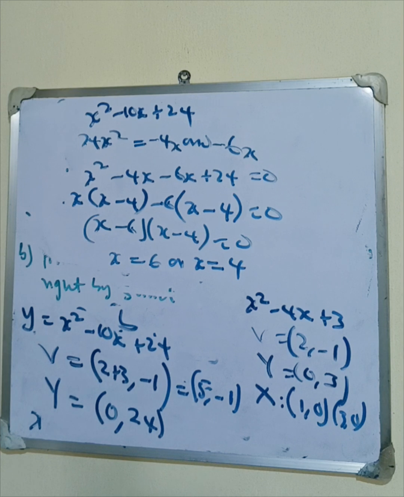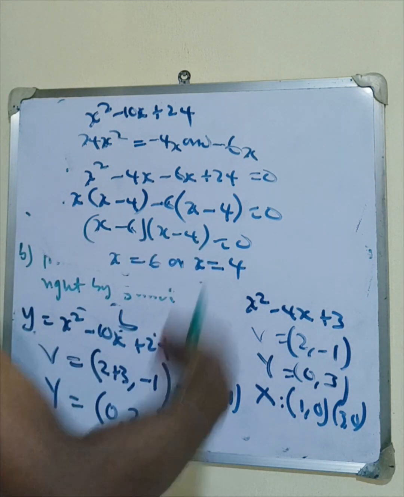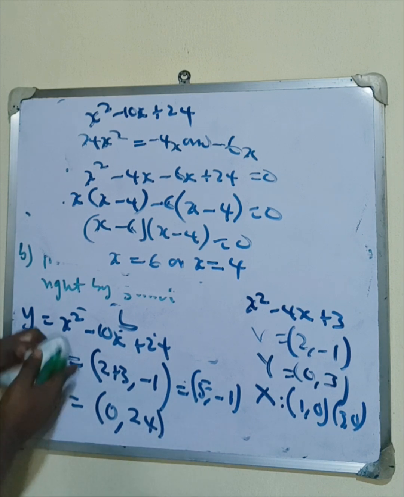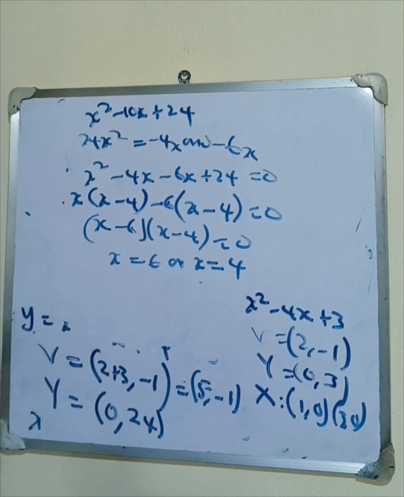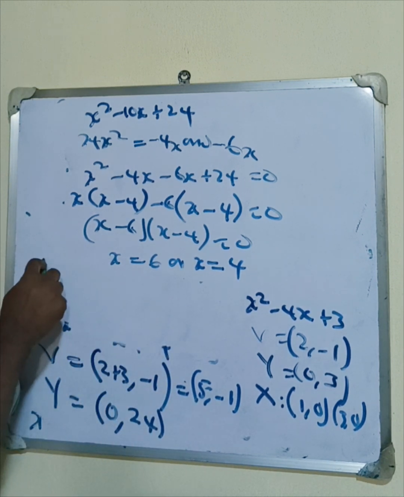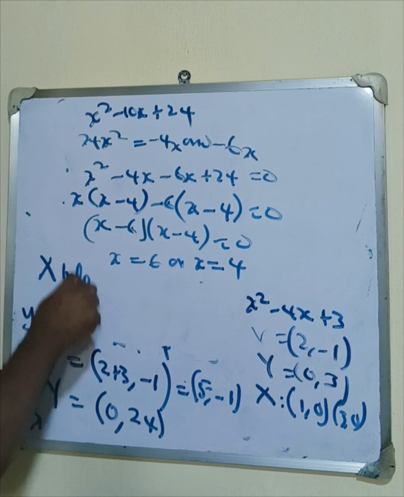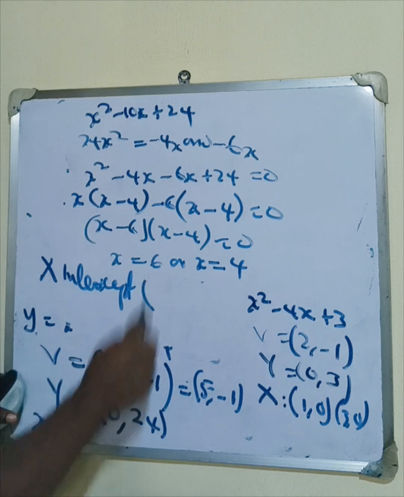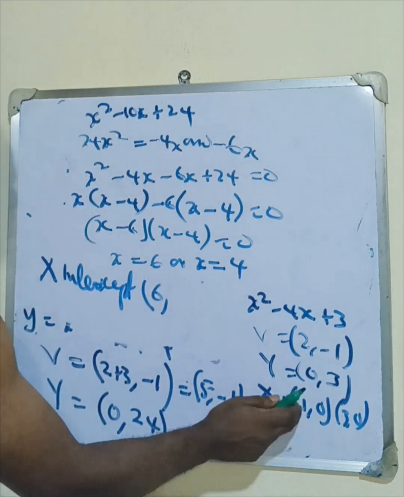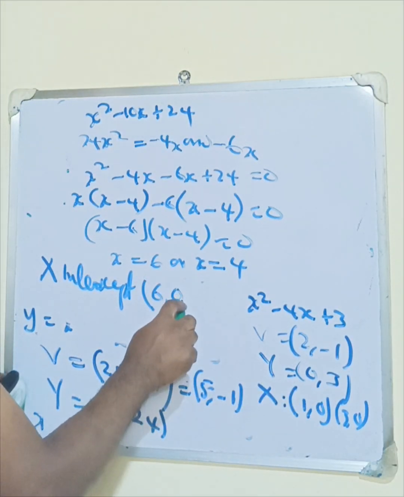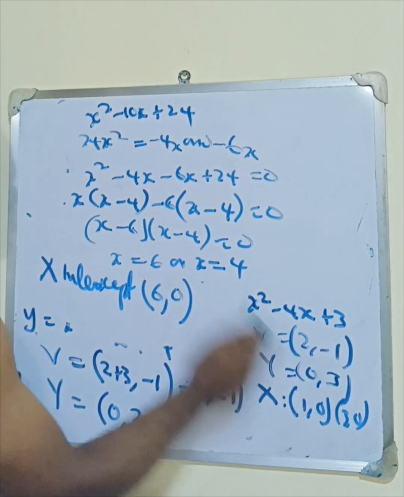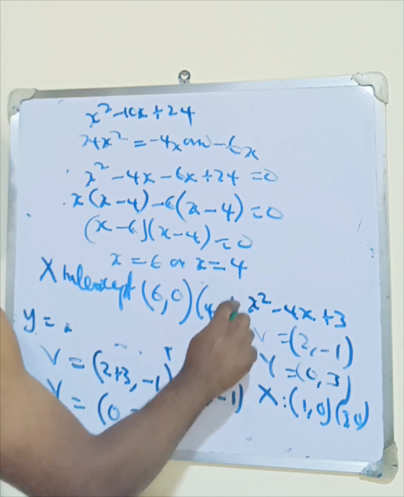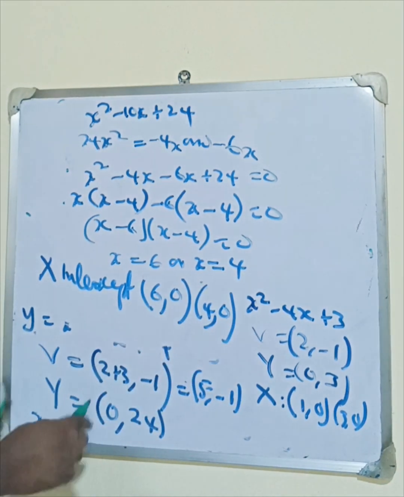So it means that your new x-intercept, the new x-intercept that we are looking for from this equation, will now be, our x is 6. So we're going to take 6 instead of 1. Y is 0. Then our x is 4. We're going to take 4 instead of 3. Y is 0. So 6 and 4. That is how it goes.